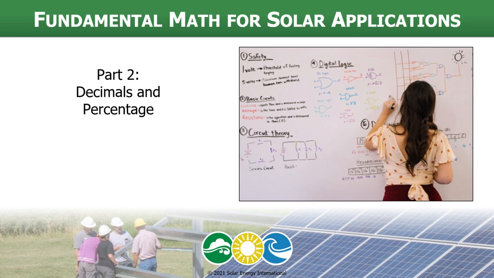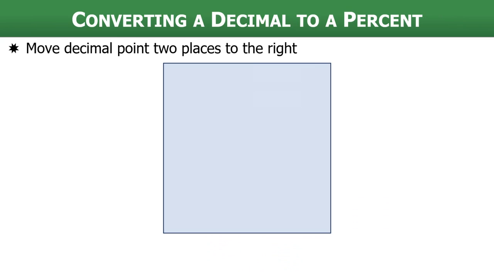Welcome back to part 2 of this fundamental math for solar applications class. We're going to talk about decimals and percentages. So if we have a decimal and we want to convert it to a percent, we have to move the decimal point 2 places to the right. Let's look at an example.